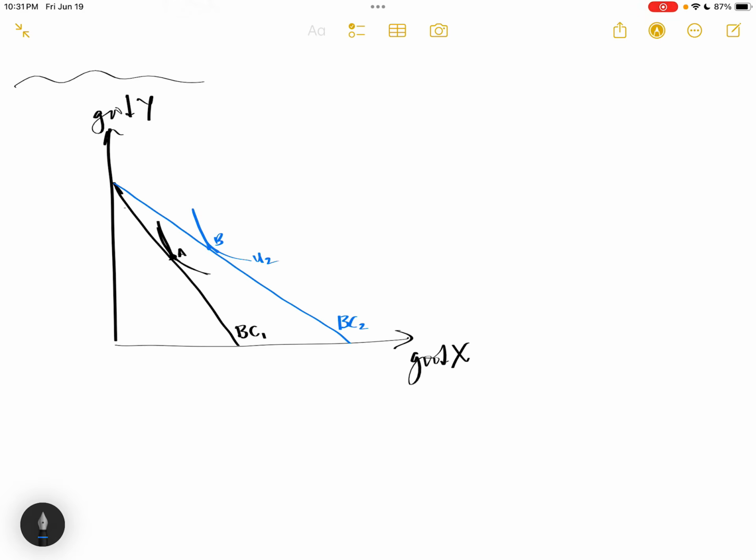The utility level there is U2 and the prior utility is U1. Okay, cool. So again, what is happening? First, there is a drop in price of good X. We understand that. And when there's a drop in the price of good X, the budget constraint rotates outward from BC1 to BC2, such that the optimal bundle changes from bundle A to bundle B.